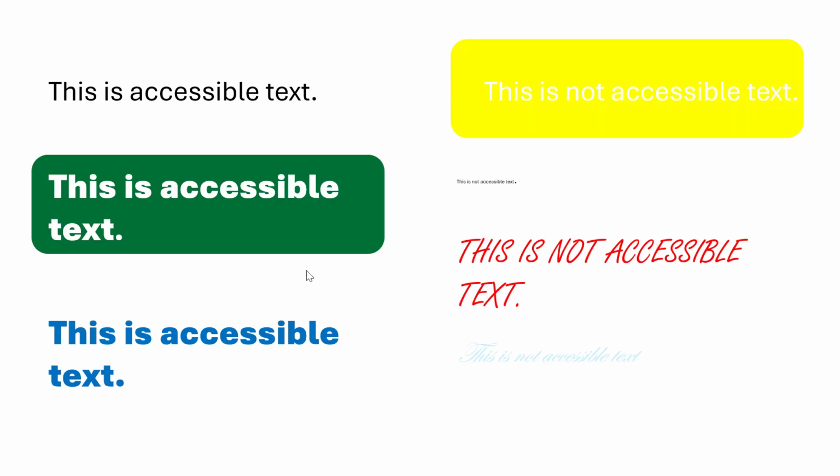So when we look at our examples, you can see that the ones that meet our accessibility criteria do have enough contrast with the background color. The ones that fail our accessibility requirements do not. For example, this yellow and white background is really hard to read, as well as this light blue text on a white background.